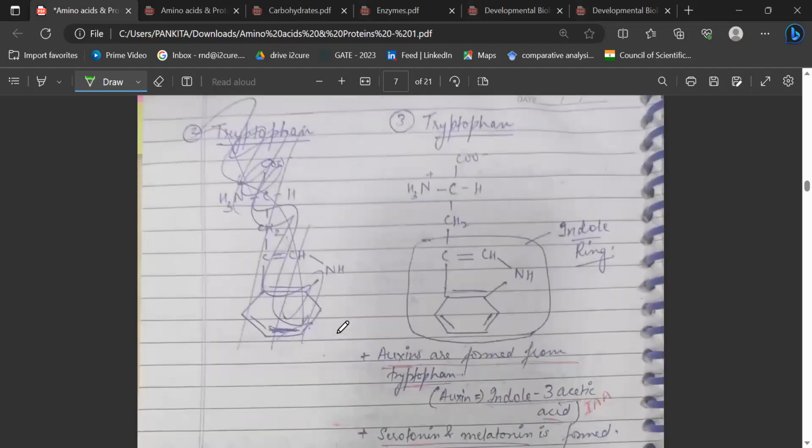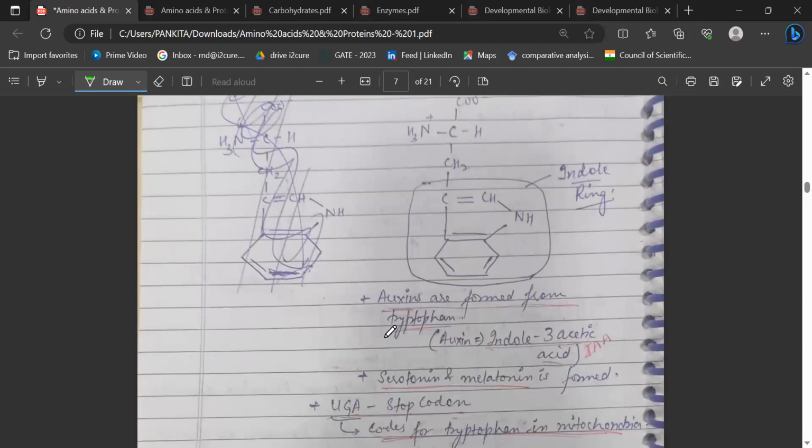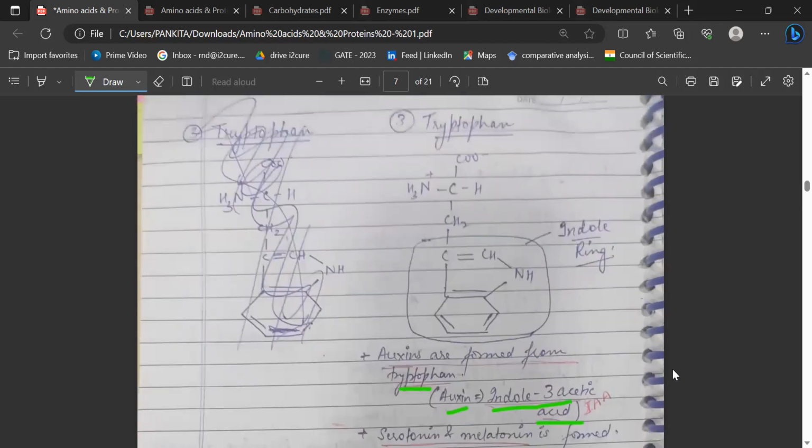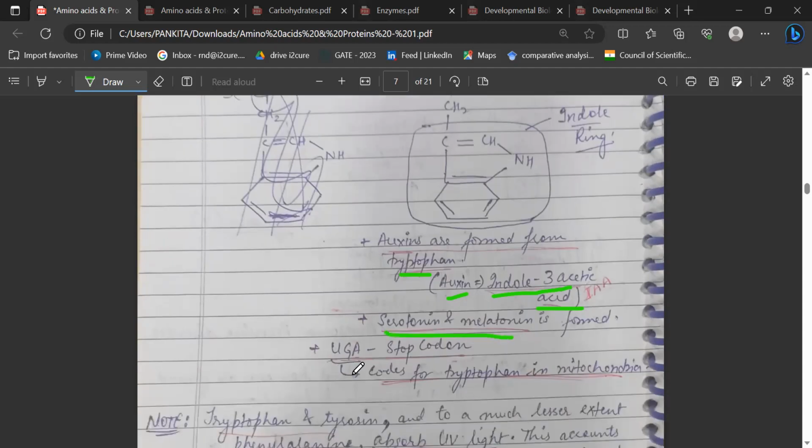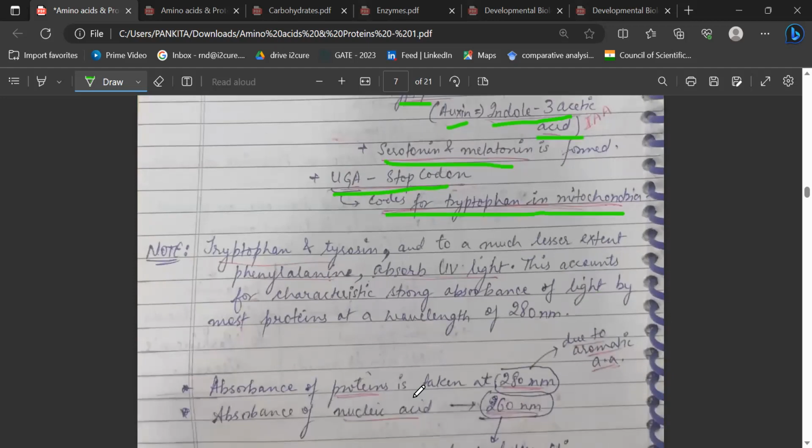Next structure is that of tryptophan. It contains an indole ring in its side chain, and auxins are produced from tryptophan. The structure of auxin is basically called IAA, which is an abbreviation for indole 3-acetic acid. Again, tryptophan is also involved in the production of serotonin and melatonin. UGA, which is the stop codon in a lot of peptides, codes for tryptophan in mitochondria.